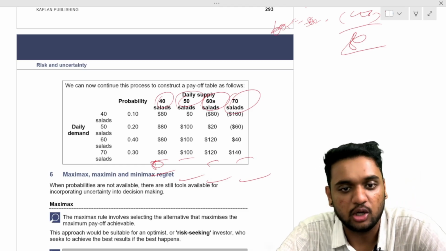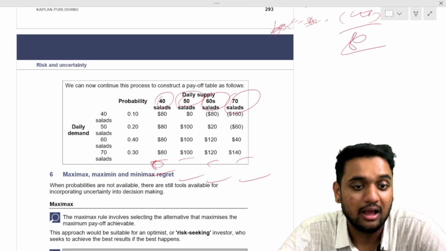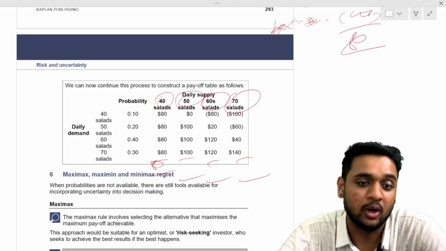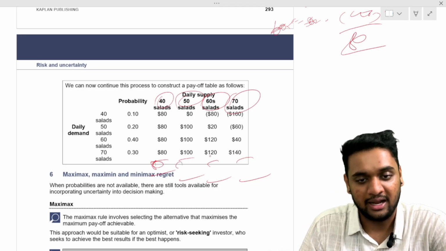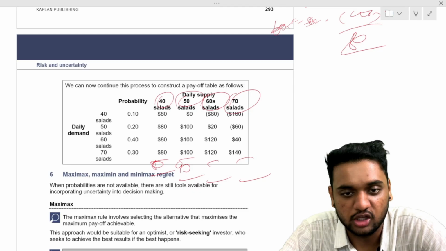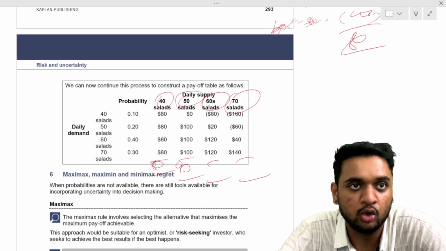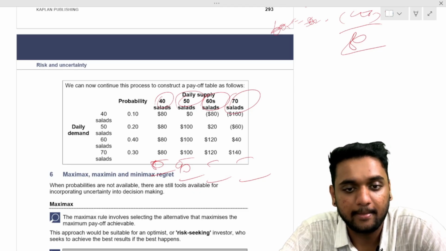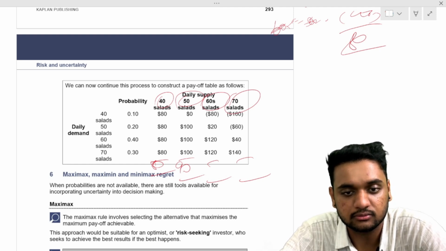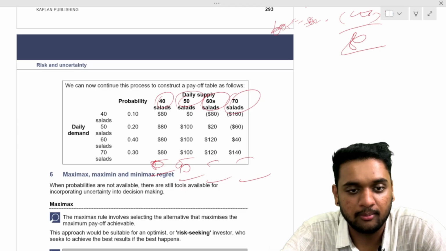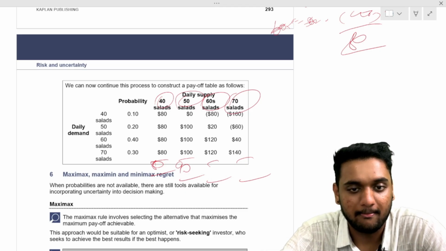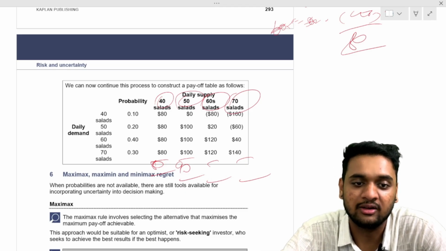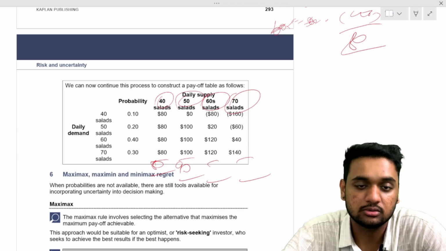Second case, 0.1 into 0. Directly you can do 0.9 into 100. You can add all and do 90. Third, 0.1 into 8, 0.2 into 20. You will get 8 minus 4, minus 4, 0.7 into 12. 48.